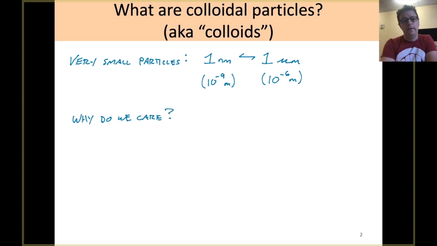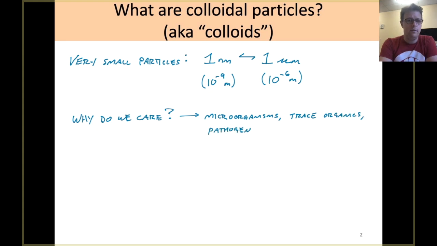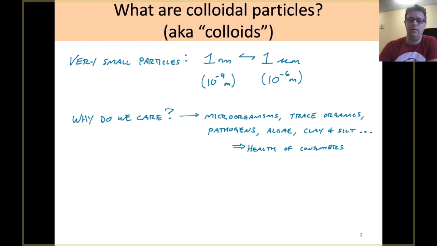Now, we care about this in terms of drinking water treatment because there are several constituents in this size range that we might not want to pass on downstream to our customers. Those can include various microorganisms, pathogens, algae, clays and silts, and trace organics. Some of those are direct health risks, things like pathogens and some microorganisms. Others, like trace organics and clays, will affect the color and the taste of our water. Even if it's healthy to drink, it's not preferable to customers.